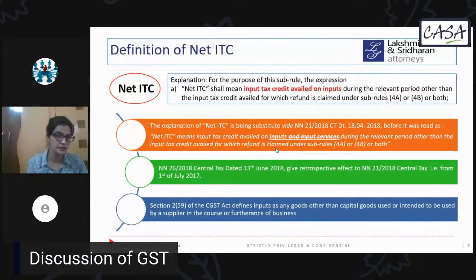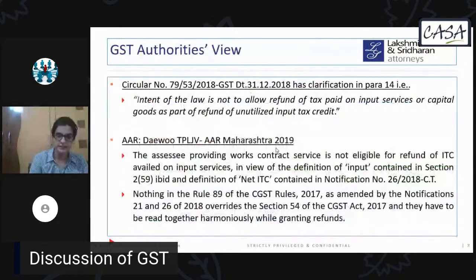So this is where the whole problem arose. If you see, the section does not curtail the benefit only to inputs. Rather, it talks about any unutilized ITC, but the rule, in furtherance to this, curtails the benefit only to inputs, and it disallows the benefit of refund of input services. So why was this amendment brought in? That's a major question. That is because of the GST authority's view.